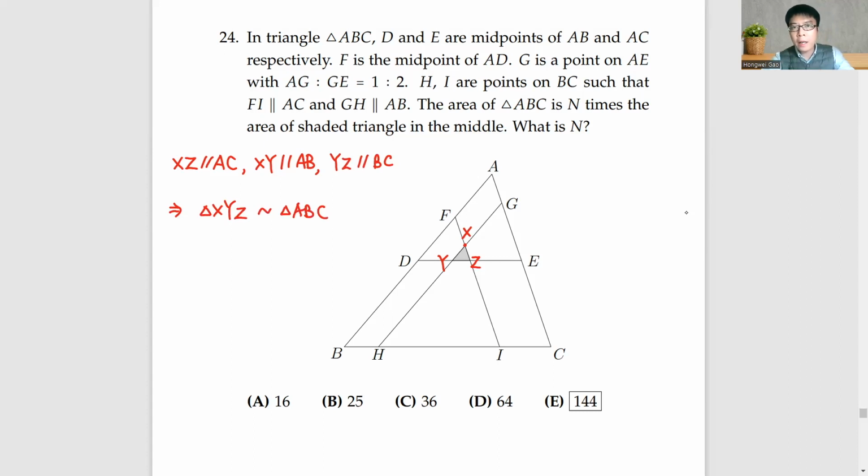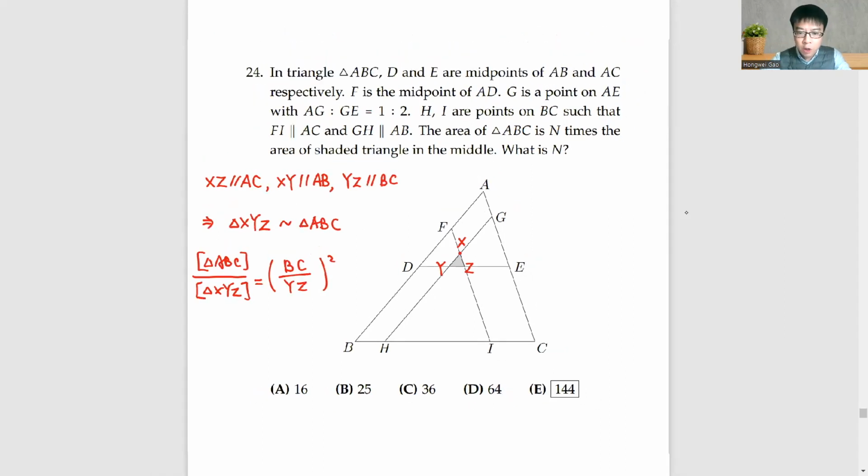So we need to find the ratio of their side lengths. So the area of triangle ABC over the area of triangle XYZ is the square of the ratio of their side lengths. For example, it's the square of BC over YZ, the larger one. Now let's find this ratio using the given information.